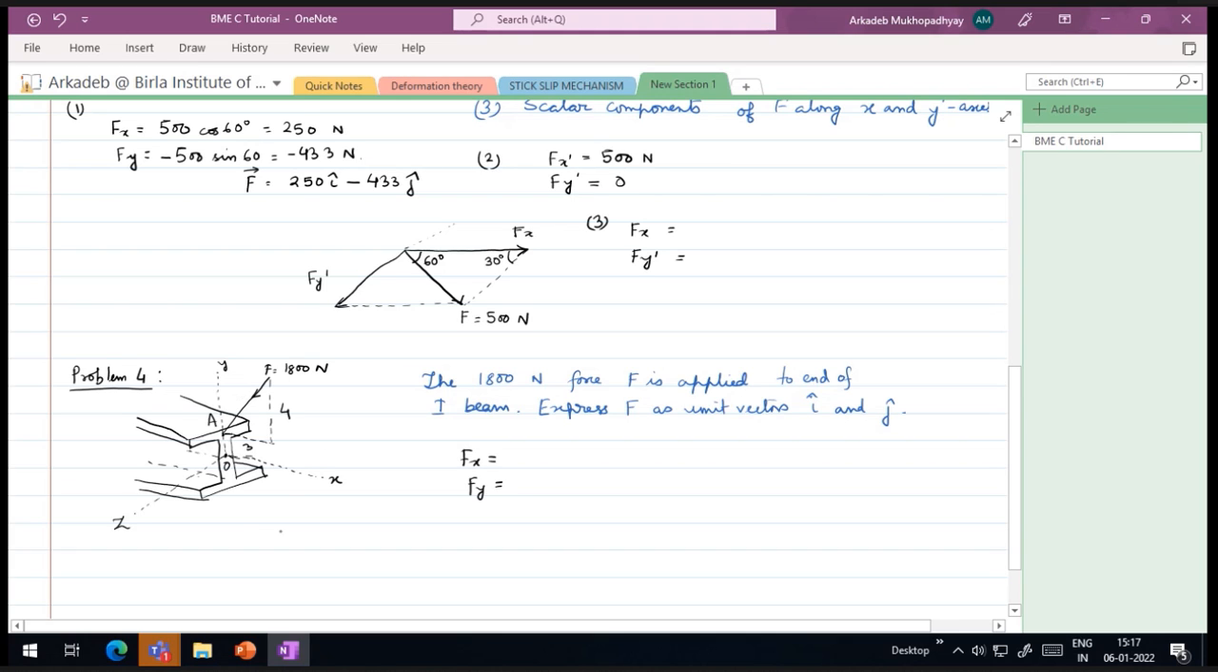So if I just form a triangle like this, this is 3, this is 4, and this is 5, right? So I can easily know any of the angles, right? As soon as I find out the angle, I will get the X component and I will get the Y component, right? And if I wish to now express it as a vector, it will be equal to Fx i cap plus Fy j cap, right?